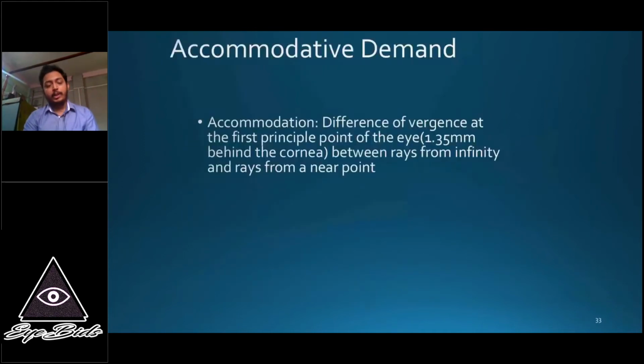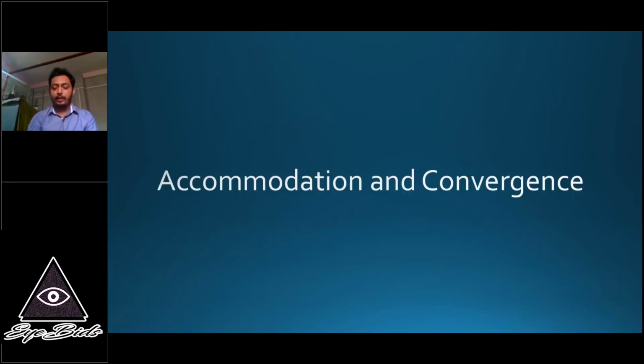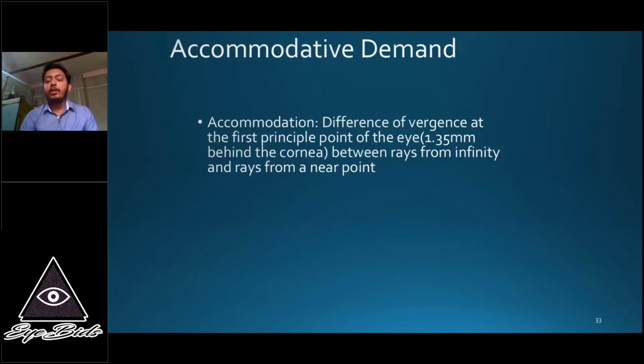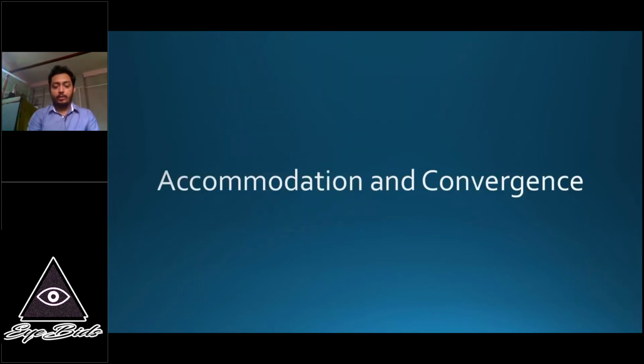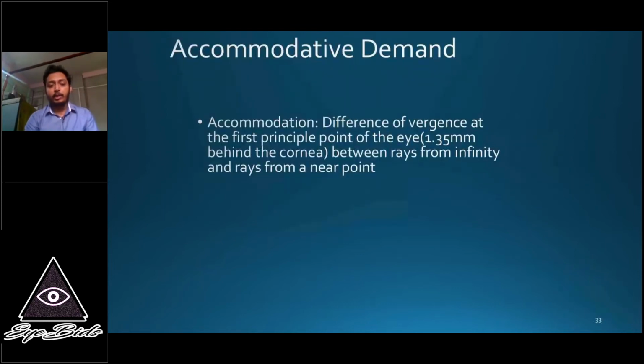Now, one of the most important parts is accommodation and convergence. What we have to understand here is the demand of accommodation and the demand of convergence. While I'm talking about these, I am discussing how much accommodation a myopic patient needs in contact lens, and how much accommodation or convergence a hyperopic patient needs in contact lens or in spectacle.